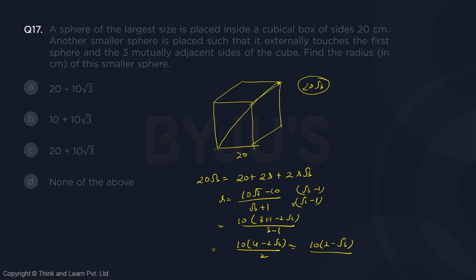I hope this part is clear. You need to visualize, right? I cannot show you a 3D figure here. You need to visualize it's a cube, not a square. That's why I cannot use root 2 here. I have to use root 3. Okay. Some of you might have marked this as option D, none of the above, if you used root 2 here.